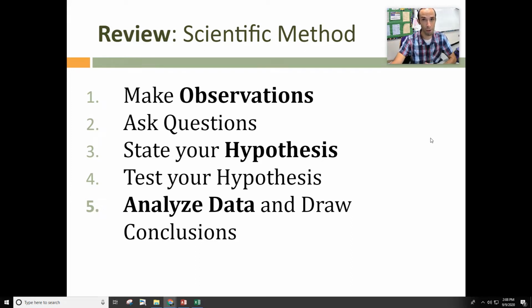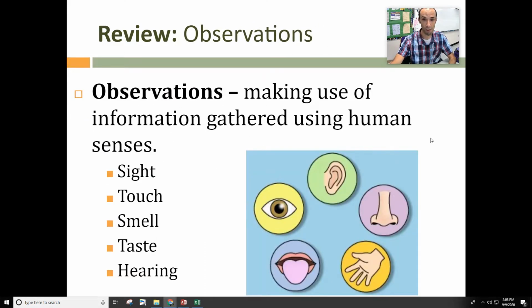But now we're just going to focus in on a couple specific things. Really, this is a vocabulary lesson, learning the definitions of a few words from the first chapter of your textbook. So let's start with that first thing that we just talked about, and that's observations. Observations are when we're gathering information using our senses.